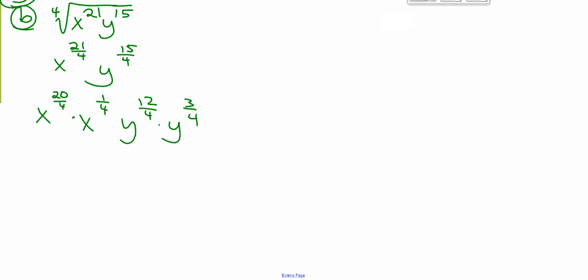And then just because we have people gone, I'm going to write this in a different color. I wouldn't necessarily also have to write this, but I'm going to rewrite these two in front and then the two that I didn't underline in the back. And when I write them in the front, I'm just going to write them as whole numbers. So x to the 20 over 4 is x to the 5. And y to the 12 over 4 is y to the 3. And then I'll just leave those as fractions a minute, x to the 1/4 and y to the 3/4.